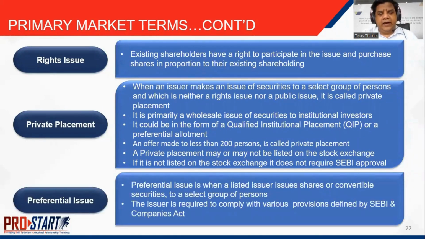Preferential issue, we have a detailed slide later on for preferential issue. Now let's just touch base. When it is given to a list of issuers who have convertible securities, I put forward my issue or my stocks to a select group of investors, something like a private placement. I can issue shares or convertible securities, which is convertible debentures. But the difference between this and private placement is this requires to not only comply with various SEBI regulations, but also with the Companies Act as well. So that is the difference between a private placement and a preferential issue.